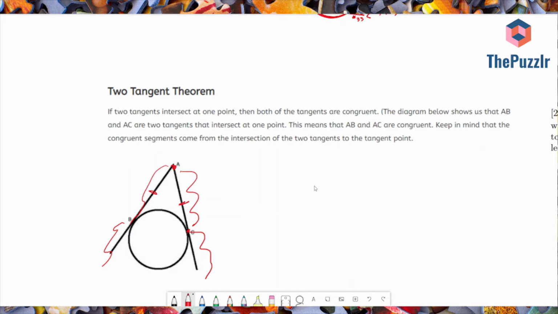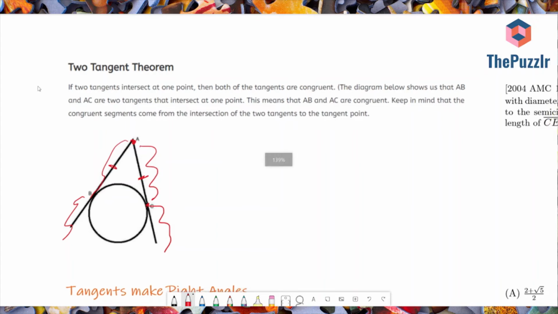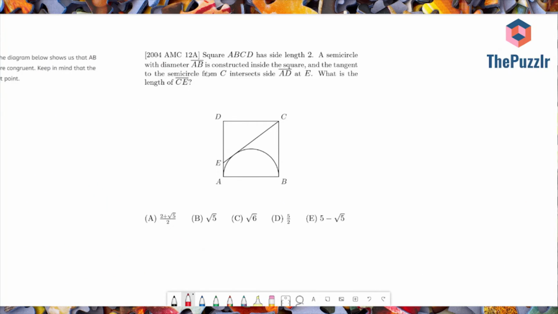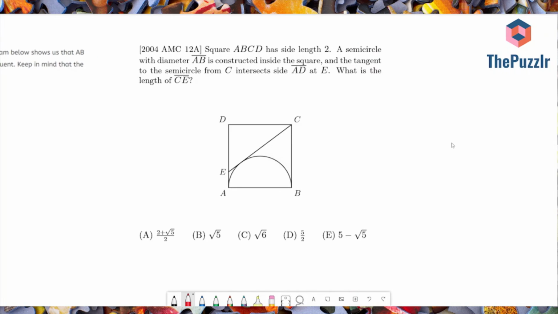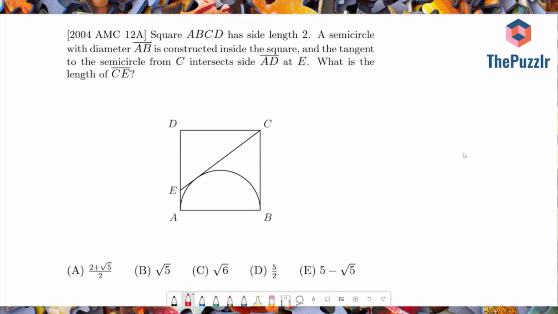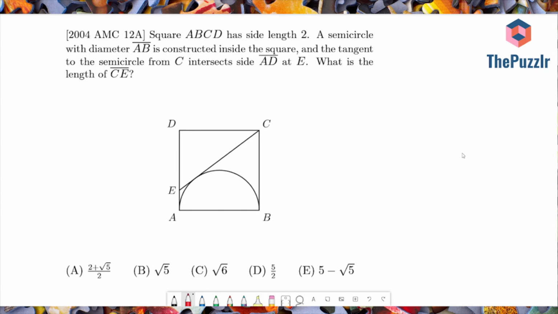It's AB and AC. So this is going to show us more power when we look at it in the context of an AMC problem. So here's a pretty hard problem from the AMC 12A. Square ABCD has side lengths 2, a semicircle with diameter AB is constructed inside the square, and the tangent to the semicircle from C intersects side AD at point E right here. What is the length of CE?